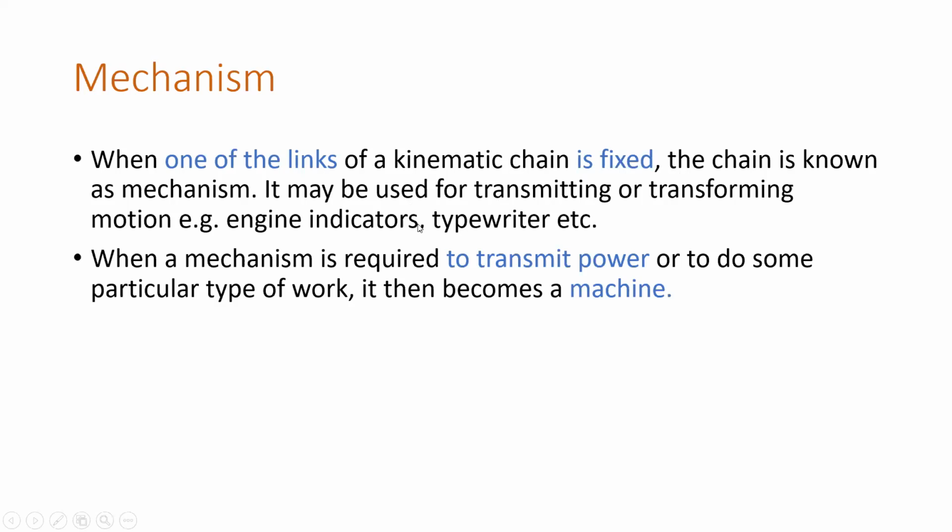For example, engine indicators, typewriters, and other mechanisms like IC engines you have seen. So in an IC engine, which link is fixed? How many links are there in an IC engine? Mainly there is the engine frame, which also holds the cylinder. In the cylinder, the piston slides. Then there is the connecting rod, then the crank. So out of all these different links like cylinder, piston, connecting rod and crank, which one is fixed?